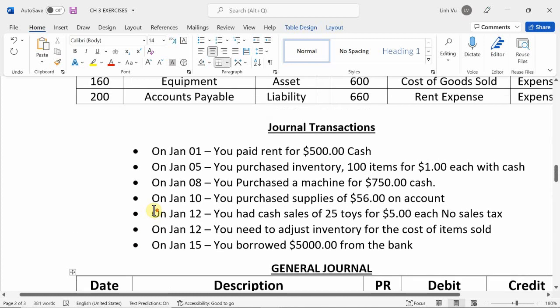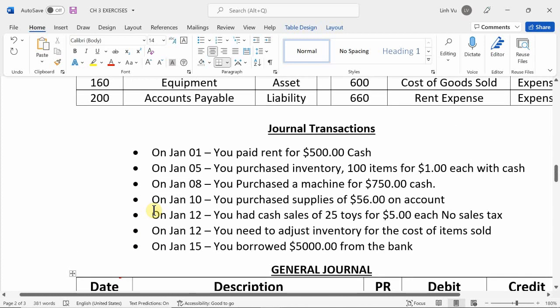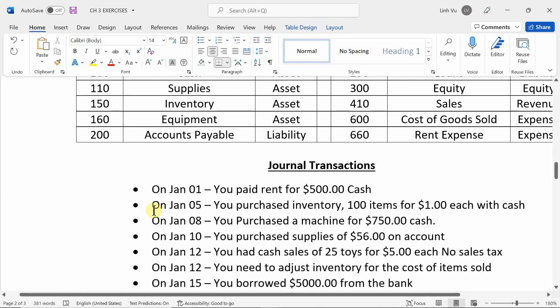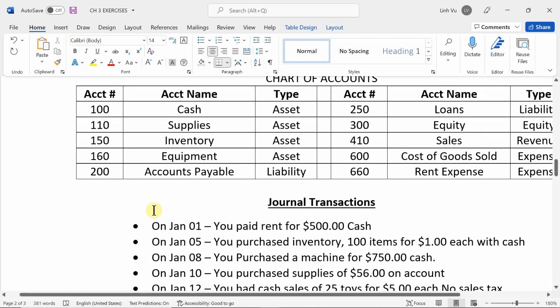Let's see what the next transaction is. Okay. Then January 10, I end up purchasing supplies for $56 on an account. Okay. So here's a new terminology here. I purchased supplies on an account. 110. Okay, 110, right? I bought supplies, right? Am I increasing my assets or decreasing them? Increasing. Increasing because I acquired some supplies.